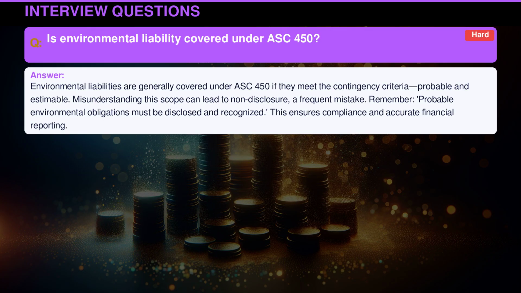Environmental liabilities are generally covered under ASC 450 if they meet the contingency criteria, probable and estimable. Misunderstanding this scope can lead to non-disclosure, a frequent mistake. Remember, probable environmental obligations must be disclosed and recognized. This ensures compliance and accurate financial reporting.